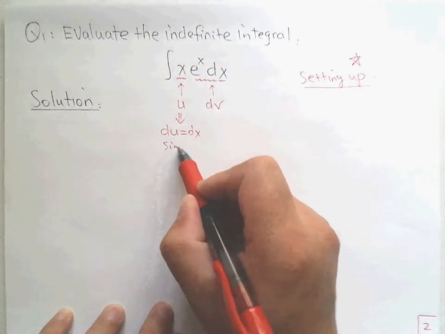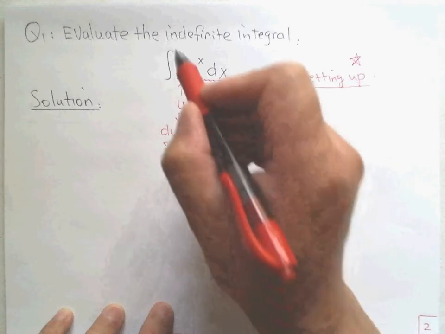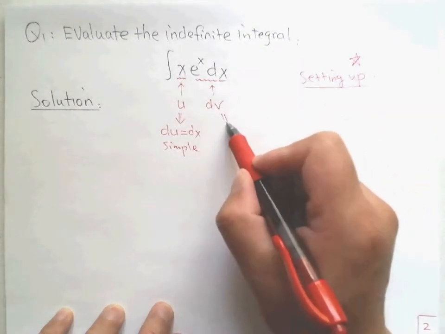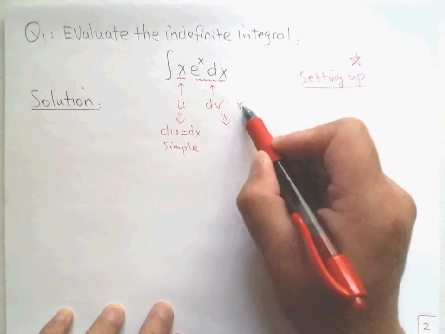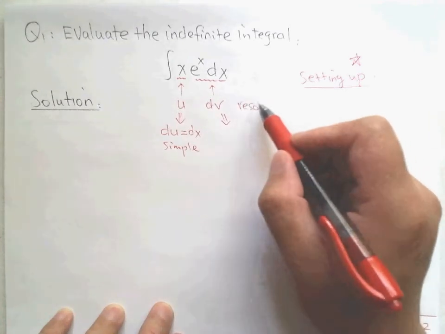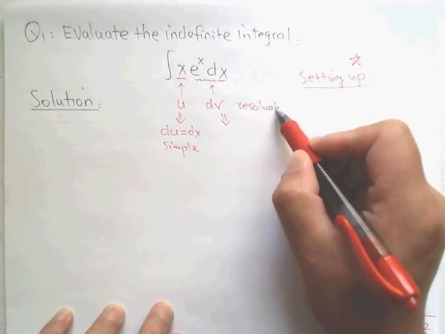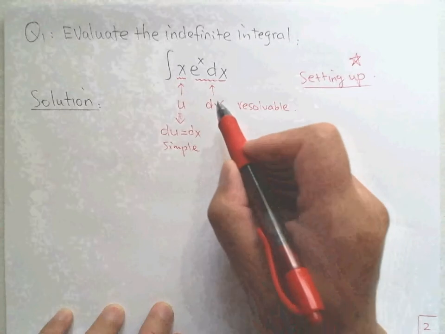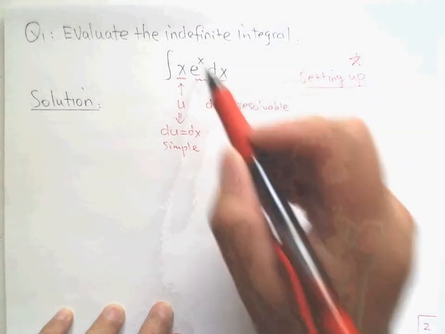If I say this is simpler than x, the second one from here we know is resolvable, right? If I put it here, resolvable, because we can solve v from this equation. So when we solve, v equals e raised to the x.